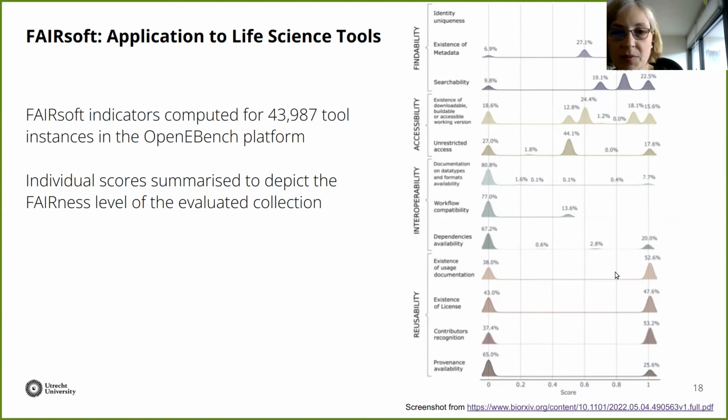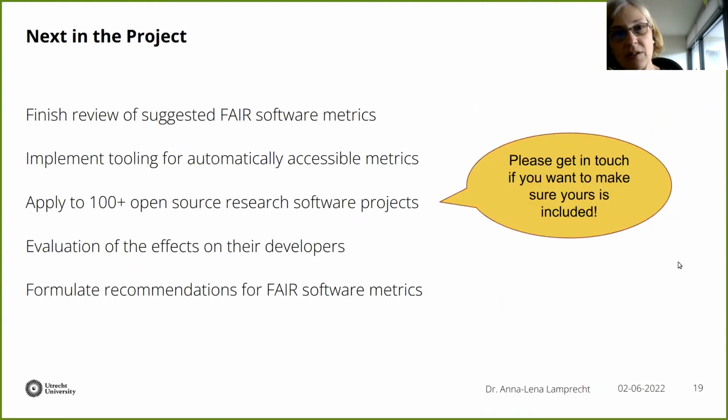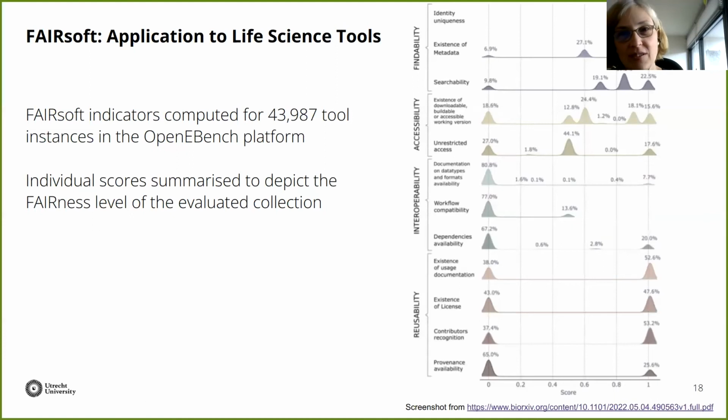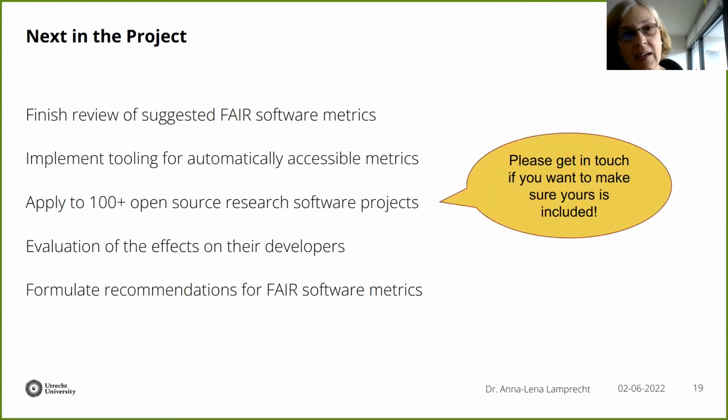And also, it's sometimes not so clear what to do to achieve these principles for software. So this needs to be interpreted. These are only two ideas of what people have suggested for measuring software fairness. And what we will do next in the project is finish this review of suggested metrics.